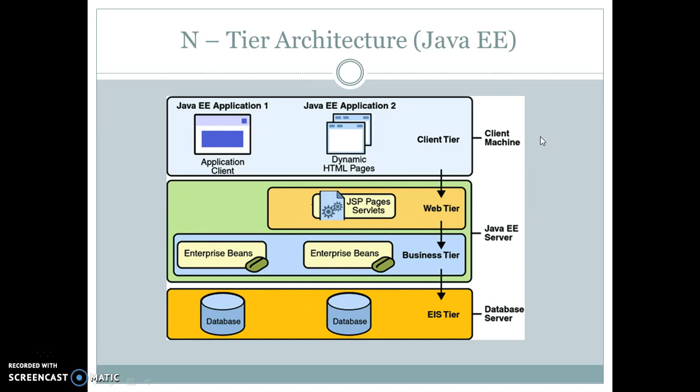N-tier architecture has all the advantages of three-tier architecture. In addition to that, in N-tier architecture, a separate web tier looks after the user requests and responses, and the business tier looks after the actual business logic.